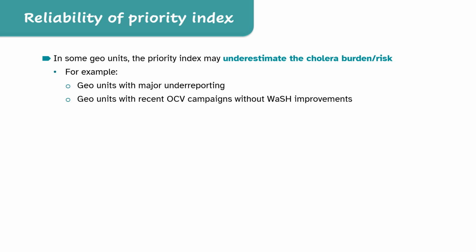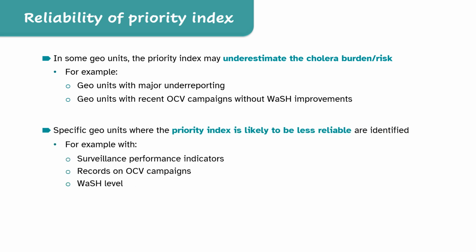As another example, if in some geographic units OCV was implemented without significant WASH improvements, the priority index may underestimate the cholera risk. It is therefore essential to identify any specific geographic units where the priority index may lack reliability, for example, by reviewing surveillance performance indicators, records on OCV campaigns, and data on the WASH level.